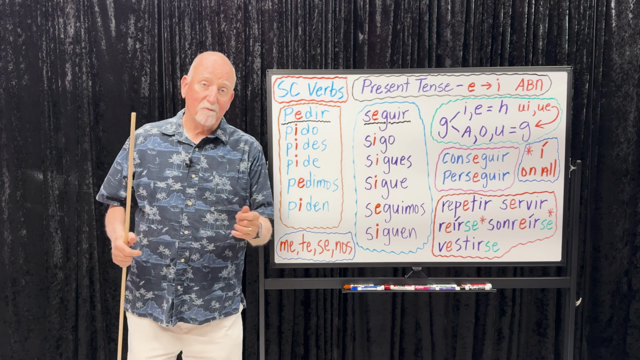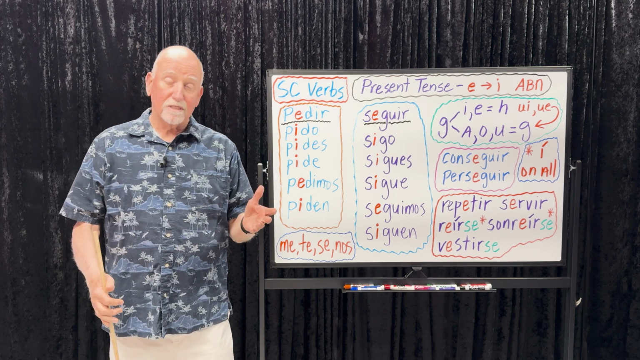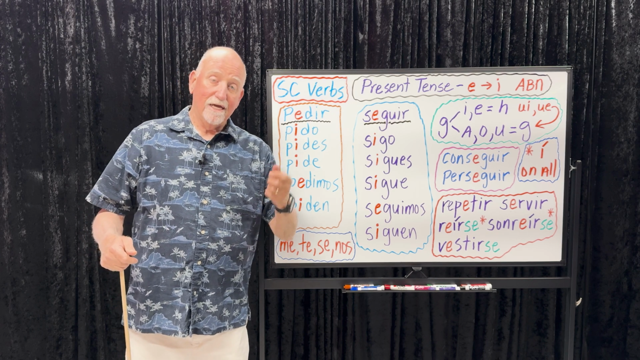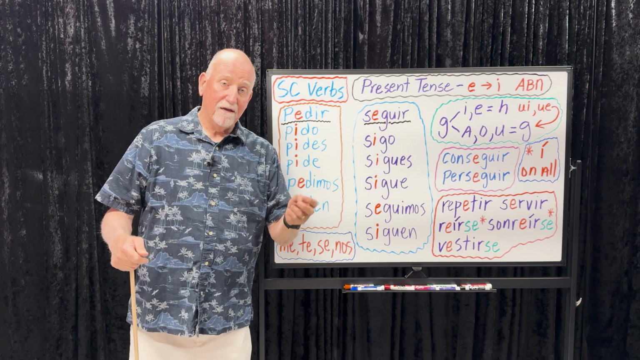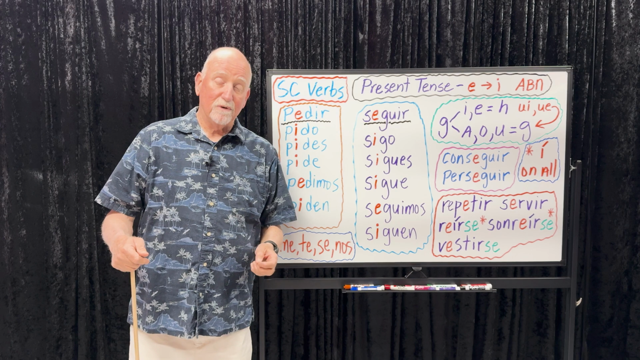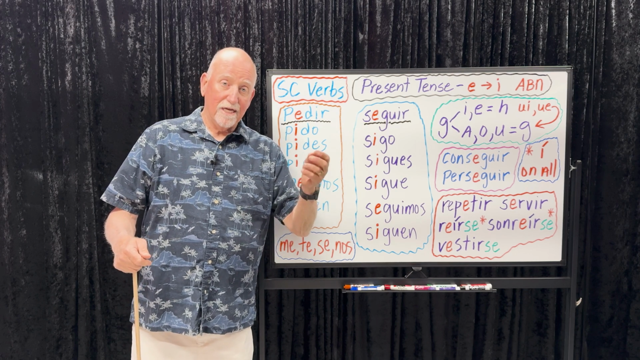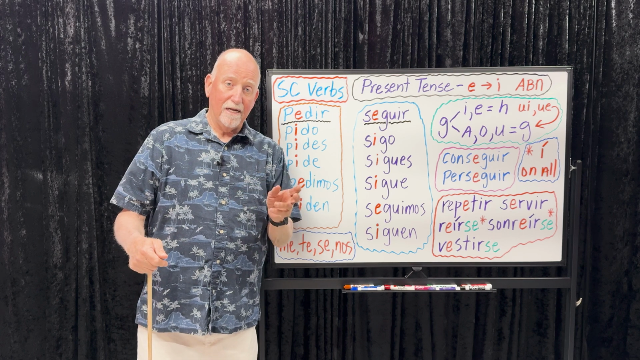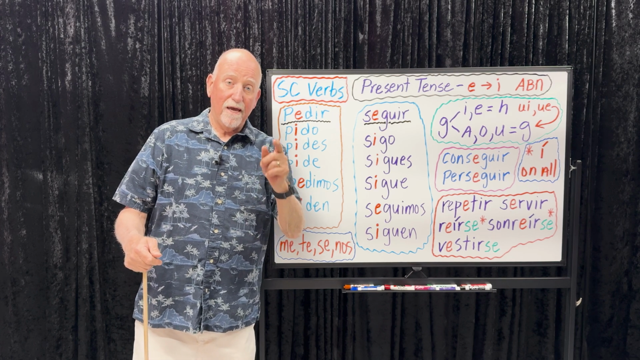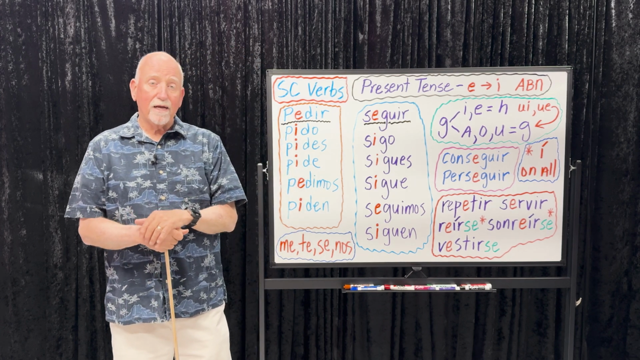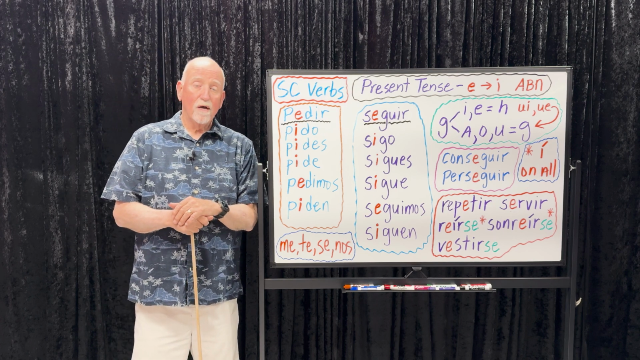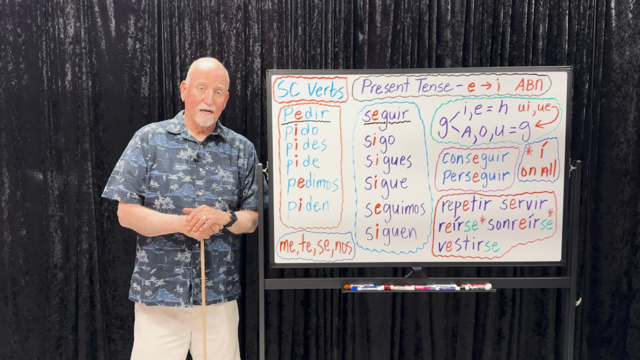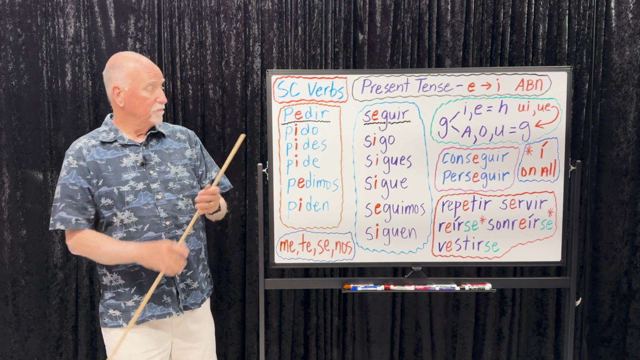When we did the alphabet, remember the alphabet way back when, our first lesson? A, B, C, Ch, D, E, F, G, we call it He. H, I, J, K, L, M, N, Ñ, O, P, Q, R, S, T, U, V, W, X, Y, Z. But let's get back to the G.